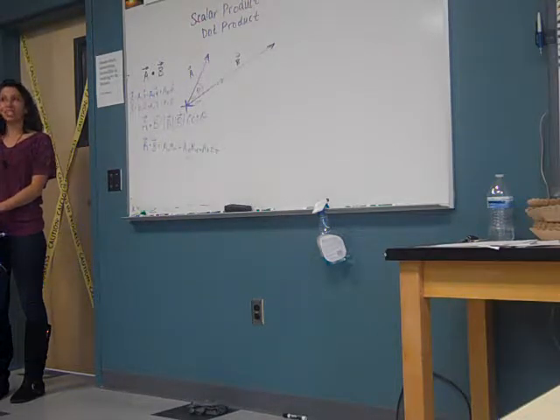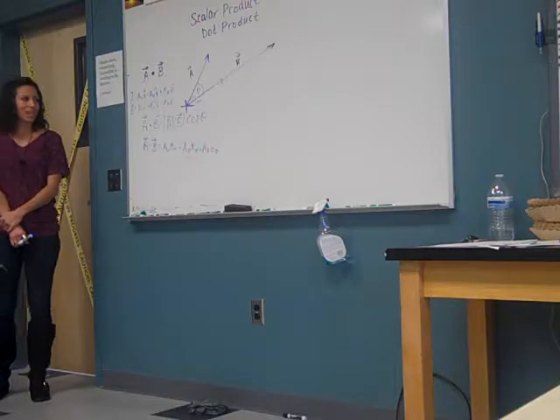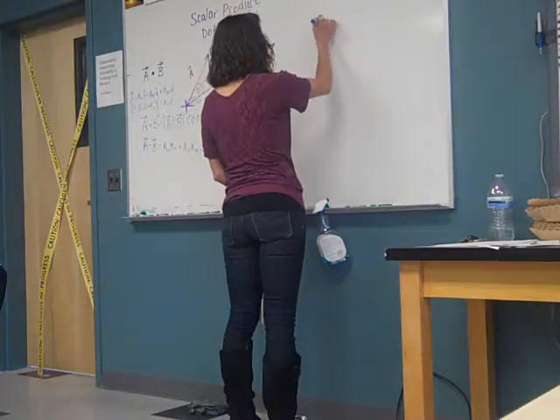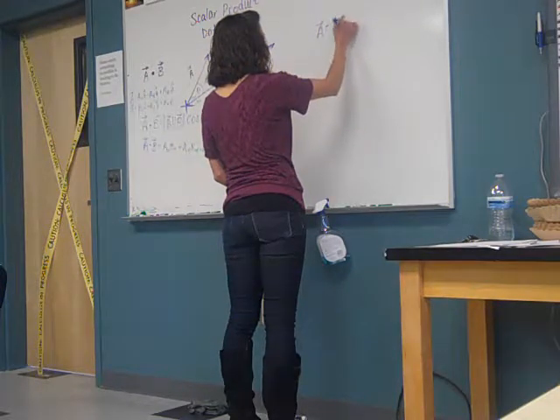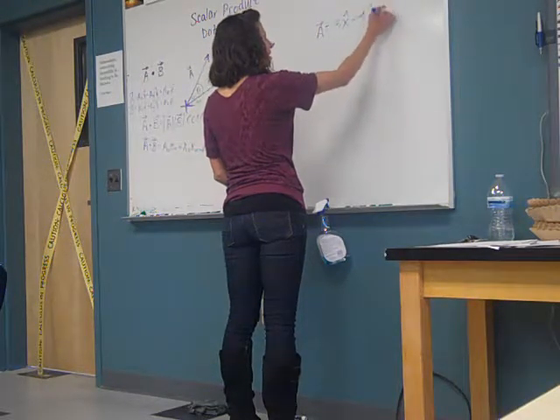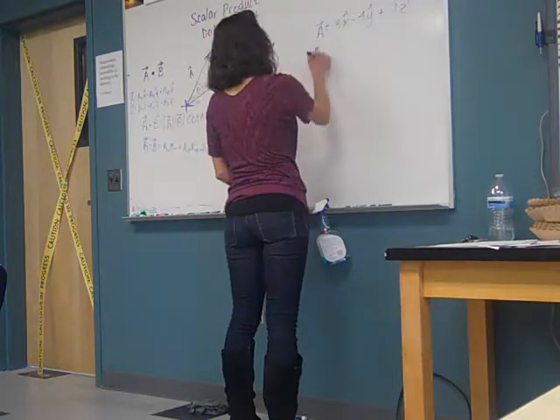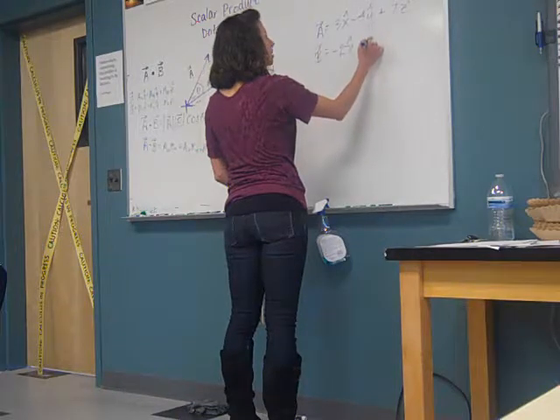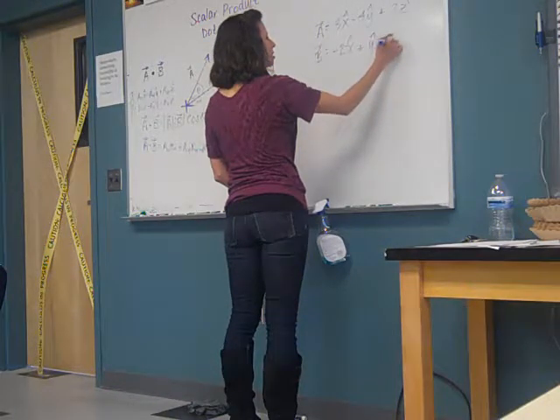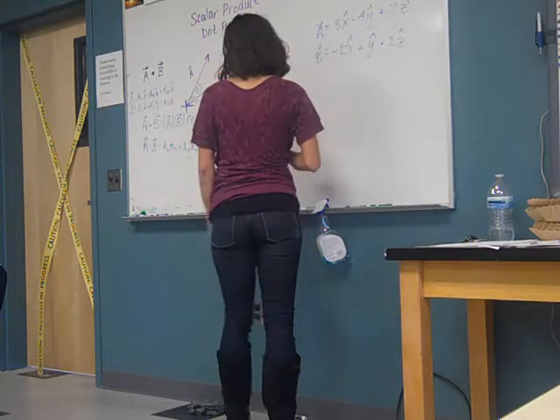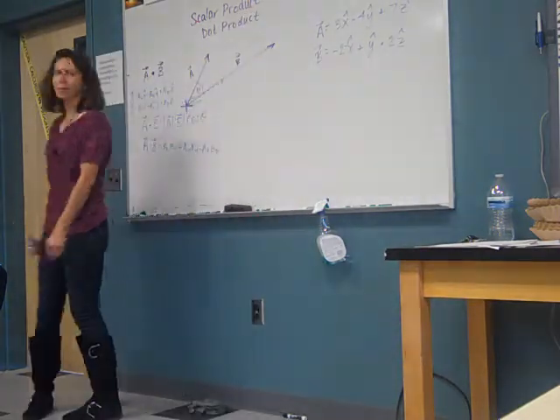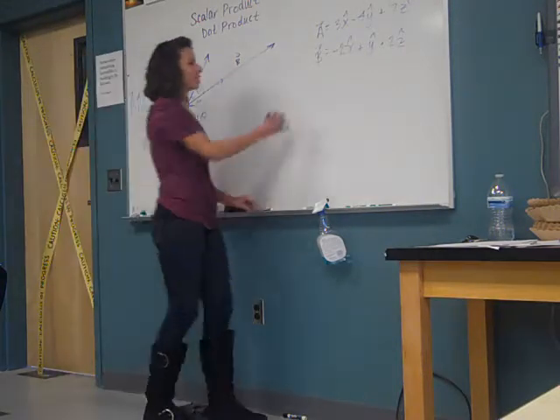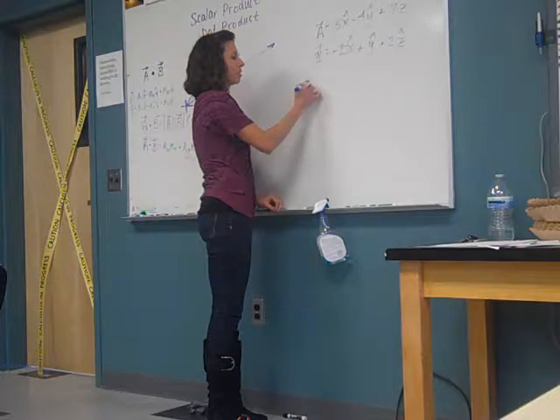So, let's do an example. Let's say that vector A is equal to 3x hat minus 4y hat plus 7z hat, and vector B is equal to negative 2x hat plus y hat plus 2z hat. Question number 1. What is the dot product of those two vectors? What is A dotted with B?